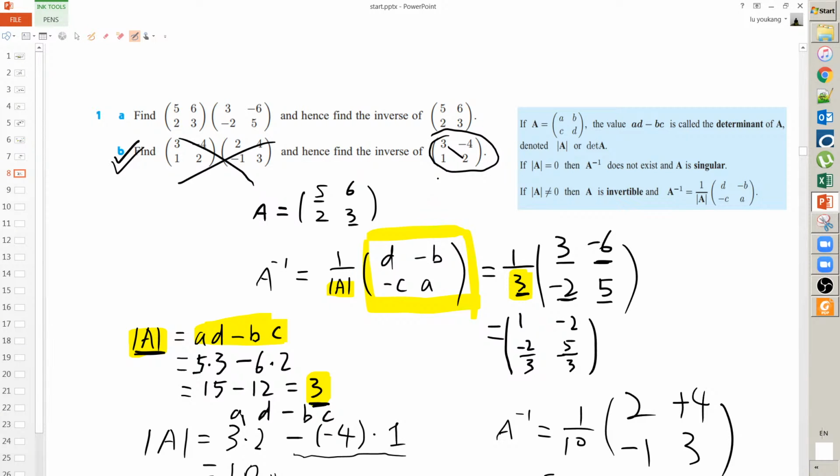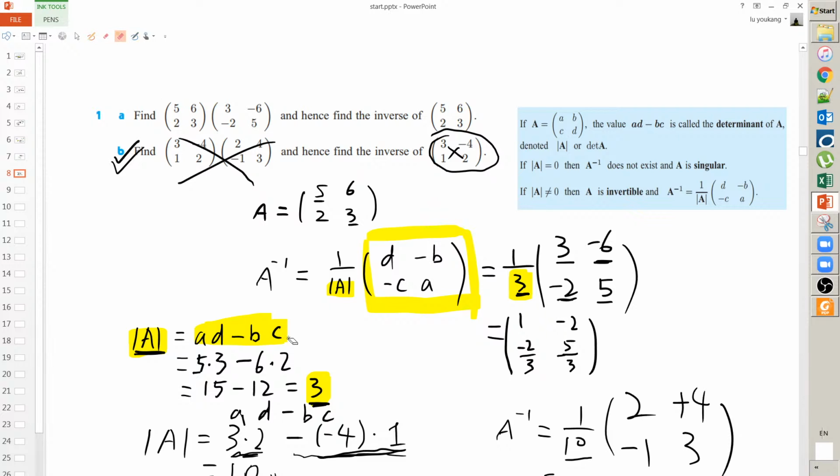Good. So you can actually look at the screen. So minus 4 times 1. So 3 times 2 minus your BC. So it's 6 minus minus 4. So therefore I get 10. Am I right? Yeah. So therefore the determinant A is 10. So therefore 1 over determinant A is 1 over 10. Why? I don't understand.